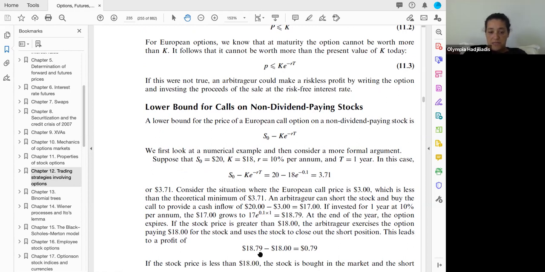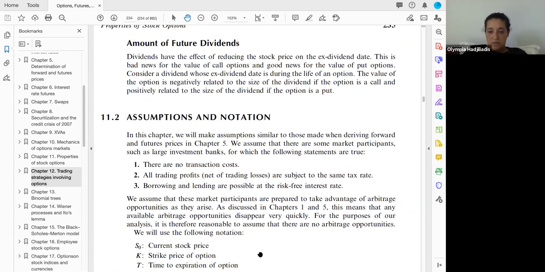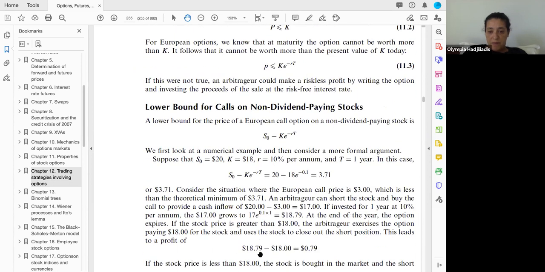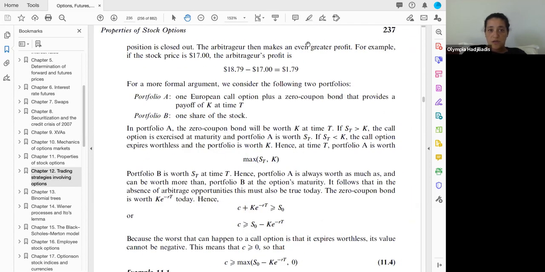If the stock price is less than $18, the stock is bought in the market and the short position is closed out. The arbitrageur then makes an even greater profit. For example, if the stock price is $17, the arbitrageur's profit is $18.79 minus $17, which is $1.79. Okay, and we can see a more formal argument, but we can just go to the slides.